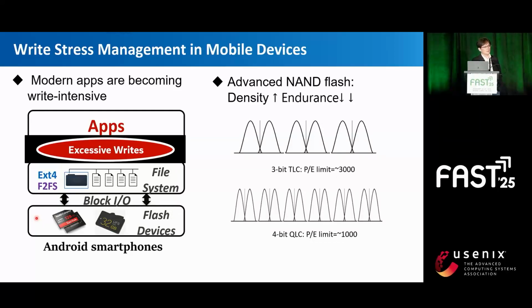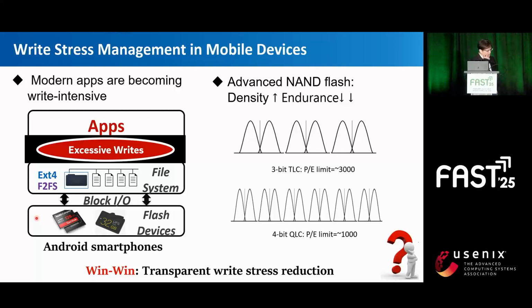So the motivation of this work is we are thinking about transparent write stress reduction. If we can do that, that could be a win-win, because mobile applications can continue to be write intensive, but the manufacturers could be highly confident to switch their flash storage to higher density, cheaper and larger, such as QLC. That is the motivation of this work.